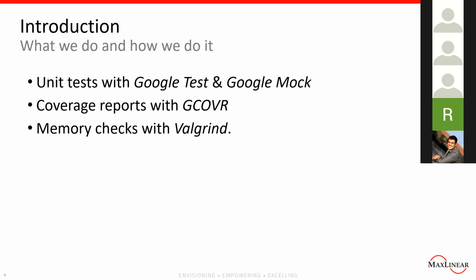We will see also how to measure how many tests we have, and whether those tests are enough or not. If we have tested something, we don't have to duplicate that test, and that's what coverage reports are for. To generate coverage reports, we use a tool called gcov. And in the last section, we will see how to perform memory checks with Valgrind.